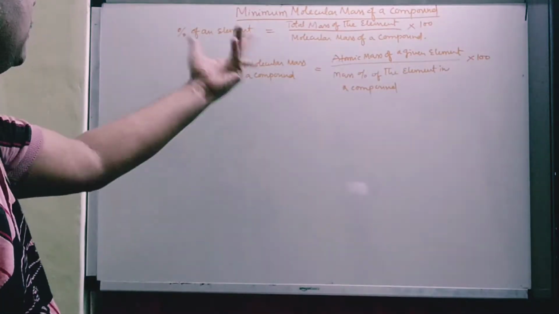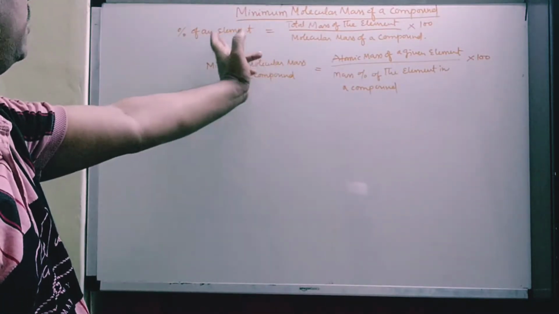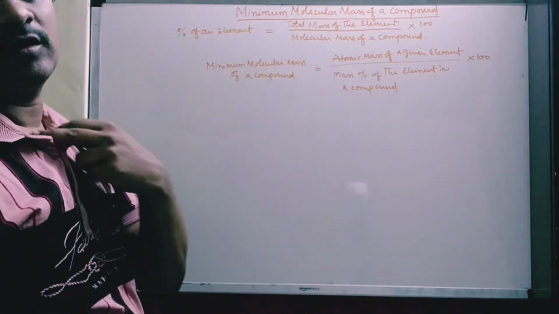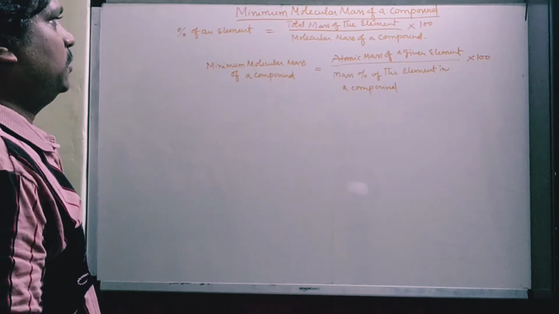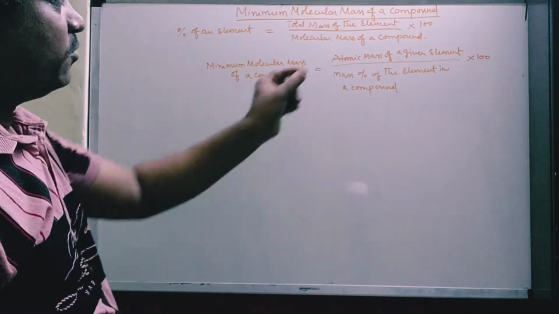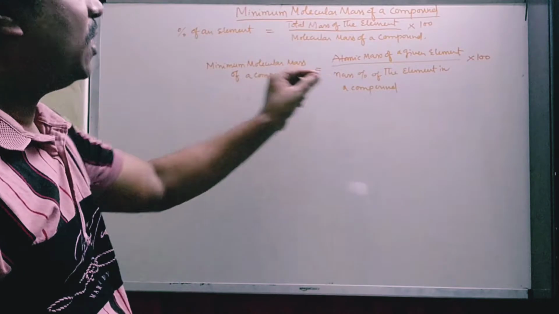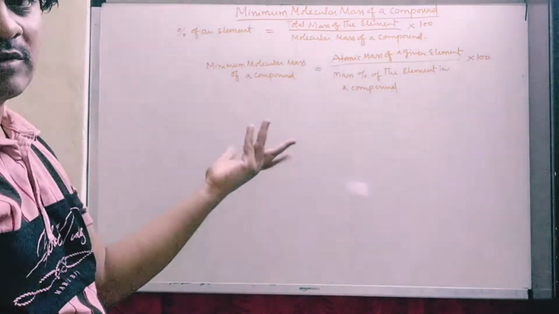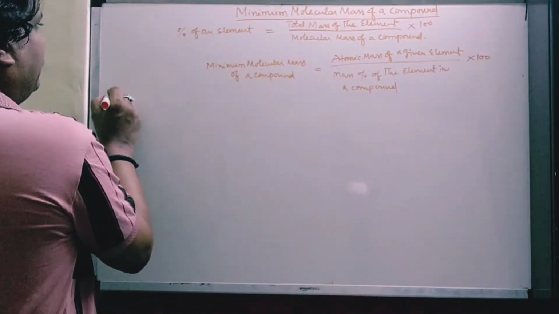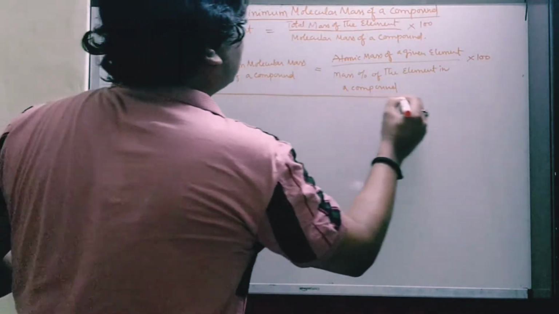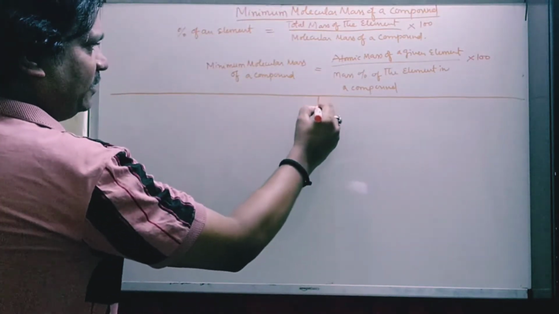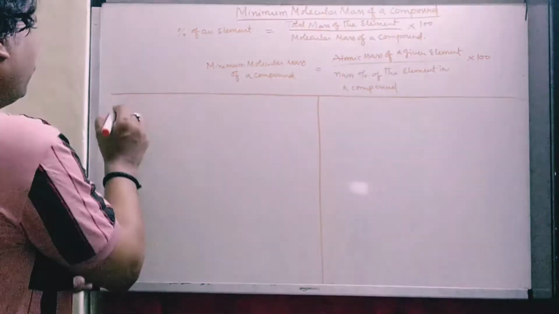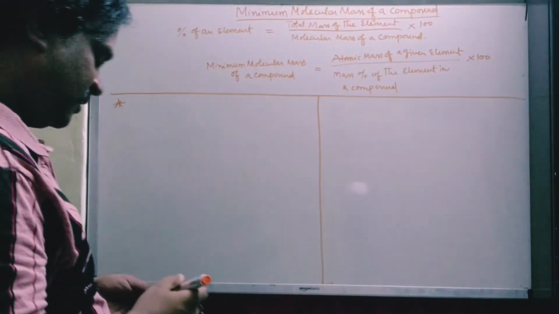I am just reshuffling the molecular mass and the percentage of the element. That's all. So instead of the total, I am taking the minimum molecular mass. The minimum molecular mass of a compound is equal to the atomic mass of the given element by the mass percentage of the element in the compound, into 100. Generally in the problems they will give the data, and based on the data we are going to do the problems. So let us take one problem to understand the concept clearly.